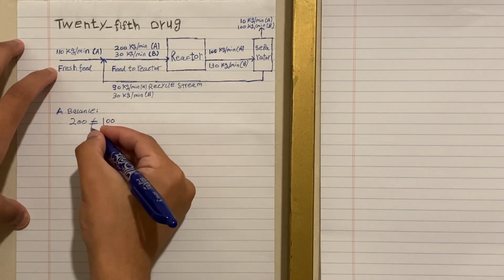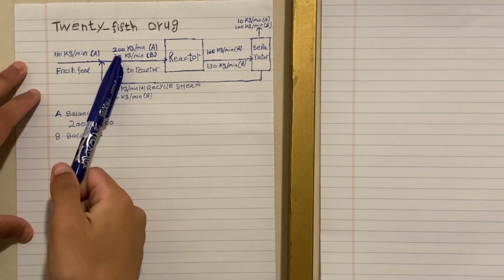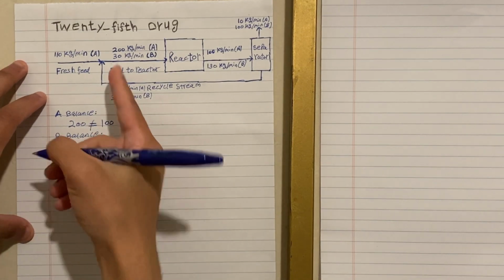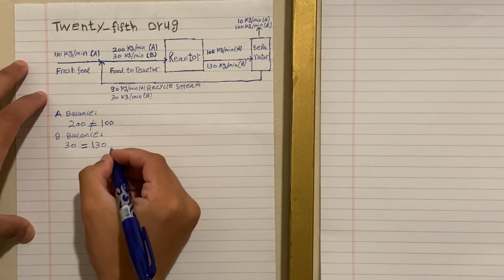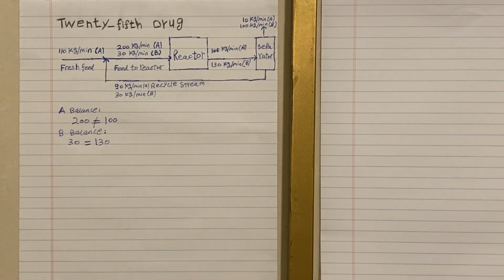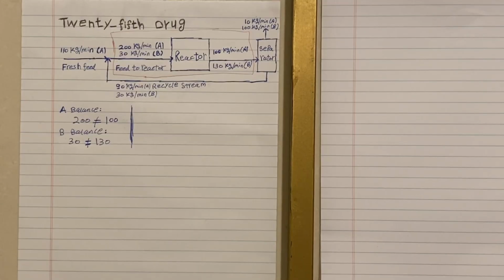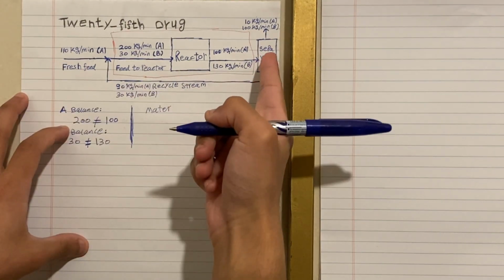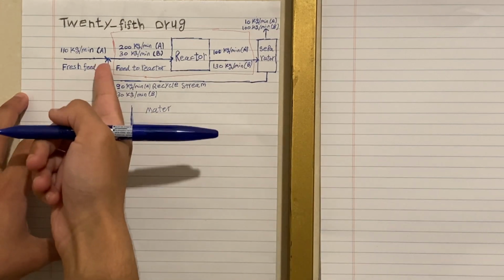Clearly not. In the B balance, you will notice what comes in from B is 30 and what leaves is 130 kilograms per minute. All the units are kilograms per minute. So if you do an A balance and a B balance around the reactor, things will change. It will not be the same as before, because for a reactive system we have generation and consumption. All the others here, the separator and the mixing point, are physical.